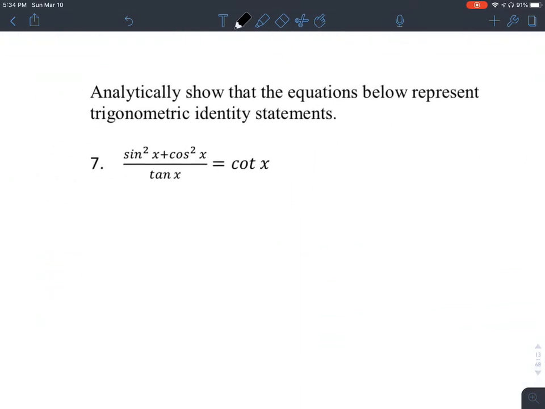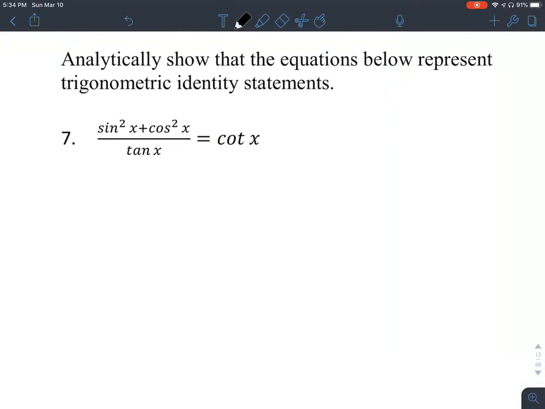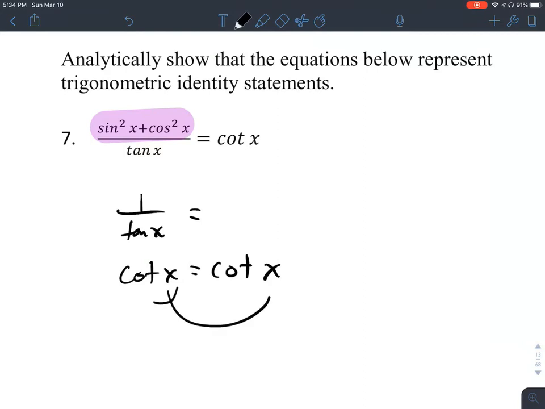Number 7. Analytically show that the equation represents a trig identity, the same directions that it were before, so let's see what we can do with this. This is the first Pythagorean identity. That's equal to 1. 1 over tangent of x is the same as cotangent of x. The right side was cotangent of x the entire time. Number 8.